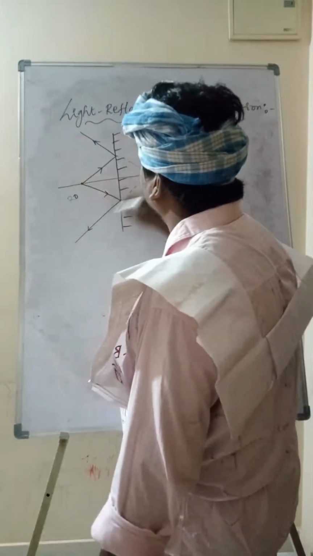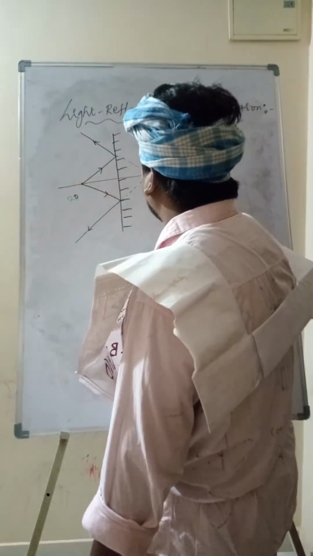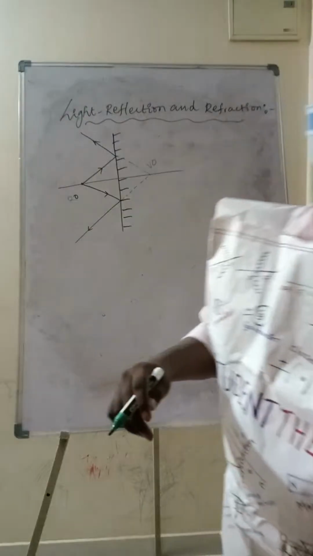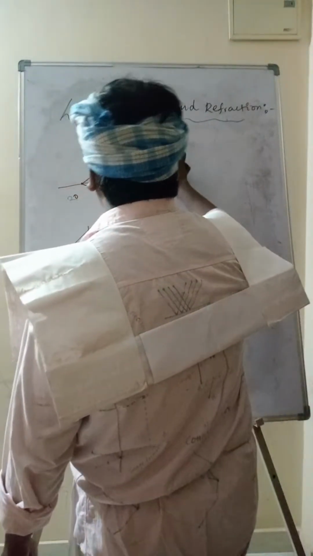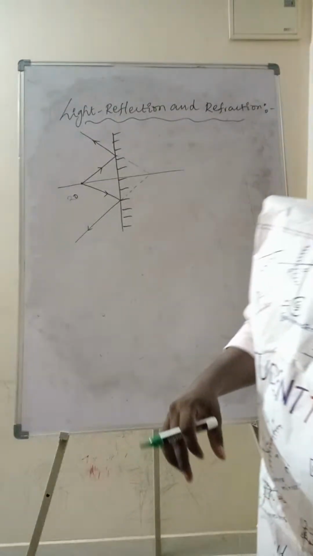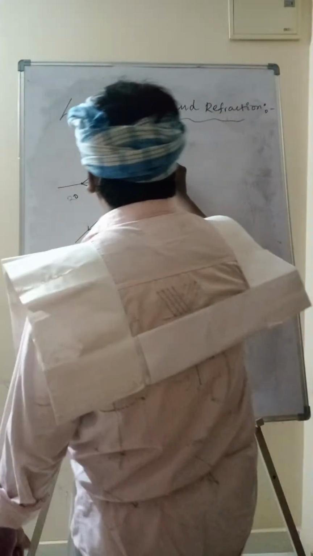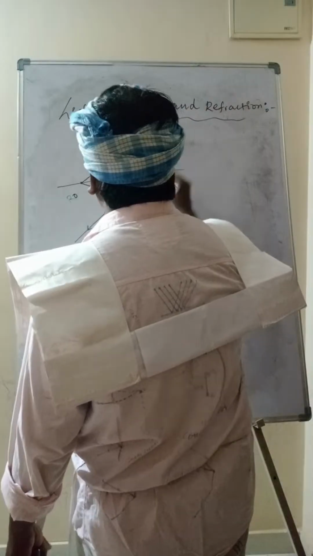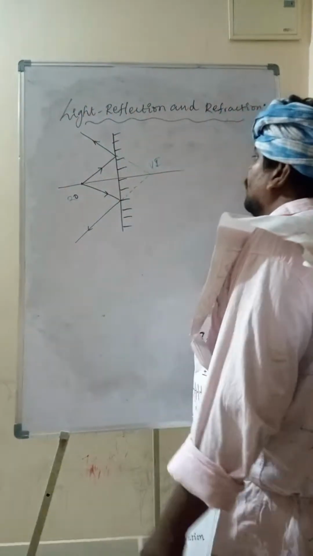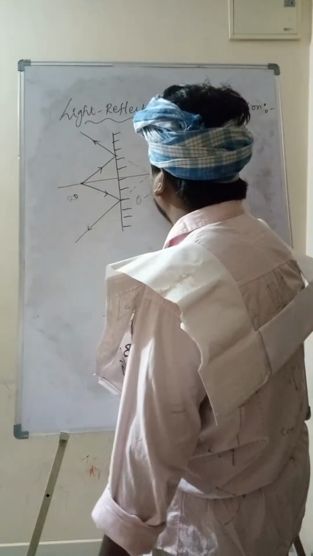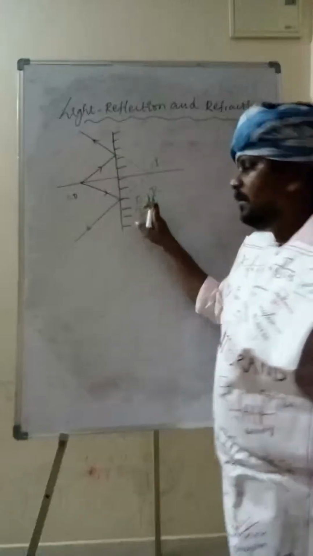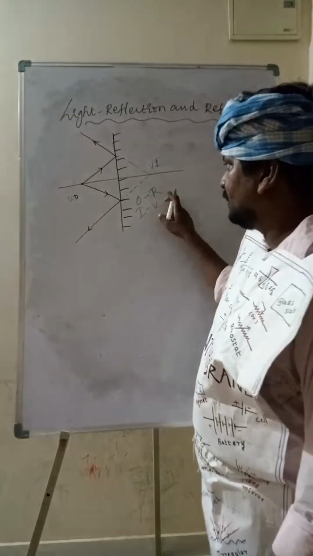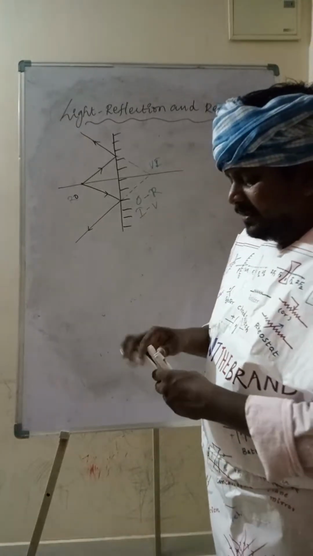So we are extending these reflected light rays. So here a virtual image will form. What type of image will form? Virtual image. The object is real, the image is virtual.